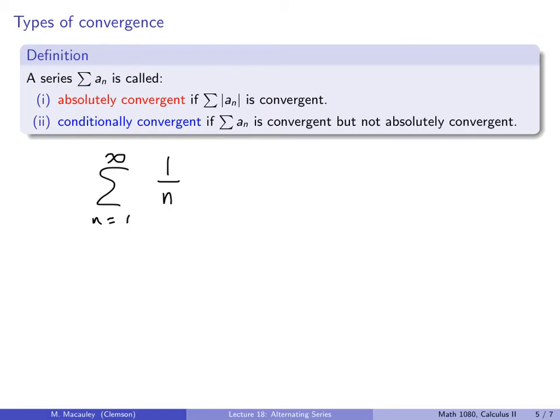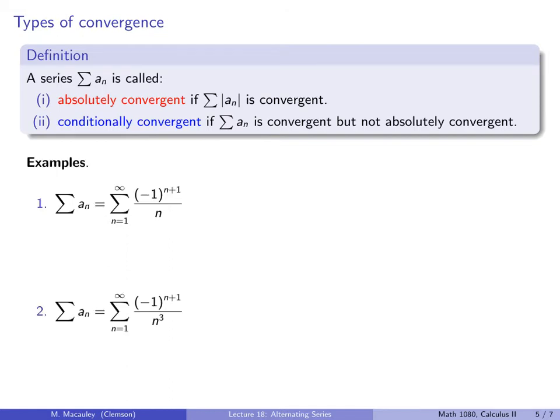So for example, consider this series, which is convergent, but if we take the absolute value of that, then the alternating sign goes away, and it is no longer convergent. So this thing here is conditionally convergent. So two examples. Well, let's go over both of these. This one here is almost what I just put up on the screen. This is the one we've seen in the previous slide.